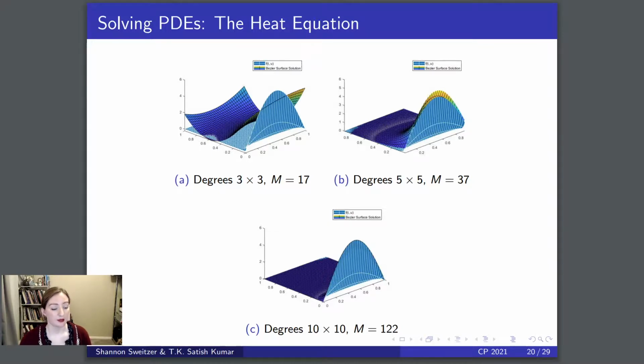As with other cases, accuracy improves for increasing values of n and m. With the degrees n sub t and n sub u both set to 3, the approximation is not very good. However, by the time we reach n sub t and n sub u equal to 10, the approximation nearly coincides with the analytical solution, as seen in the figure C.